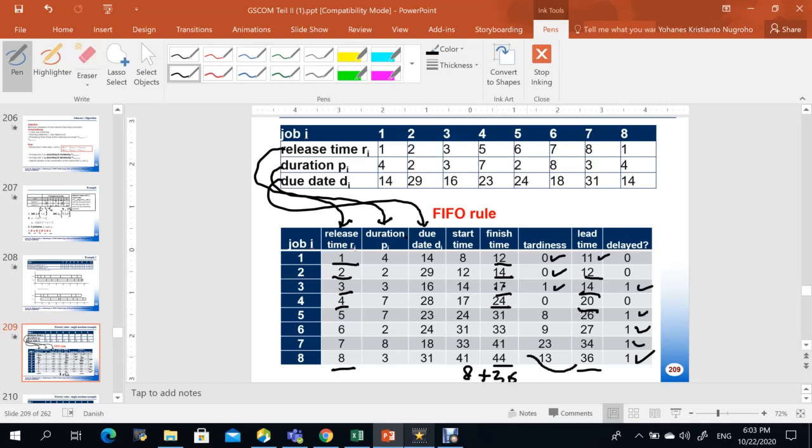So equal to this and this. 8 plus 36 equal to 44. So this is the total lead times for 8 jobs. Alright. Now we compare with other rule.